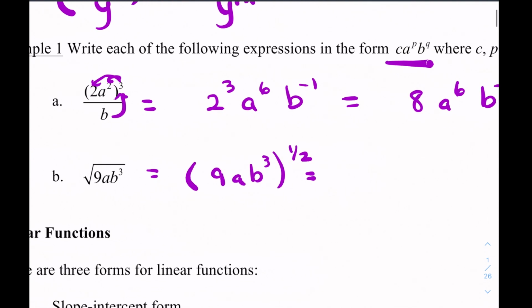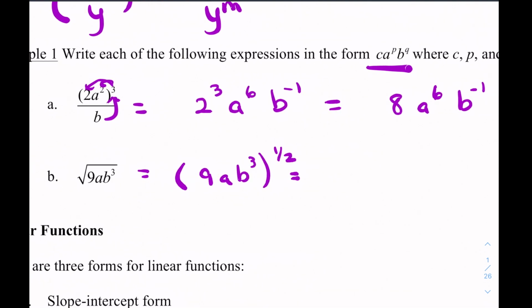Then, following our properties, we distribute this across all of them. So that would be 9 to the 1/2, a to the 1/2, b to the 3/2. They're all in the numerator. And then the only other thing that I ask you to do to simplify is the square root of 9, or 9 to the 1/2, is 3. So we have 3, a to the 1/2, b to the 3/2.